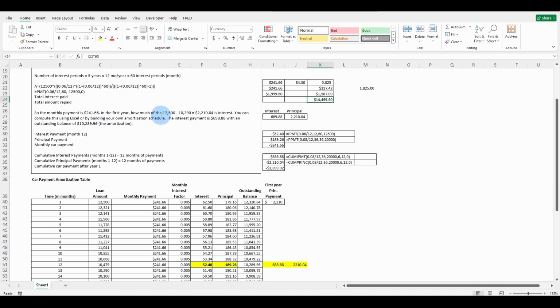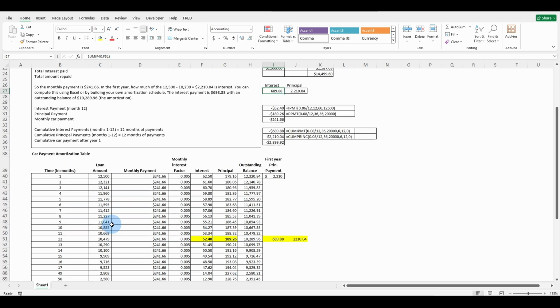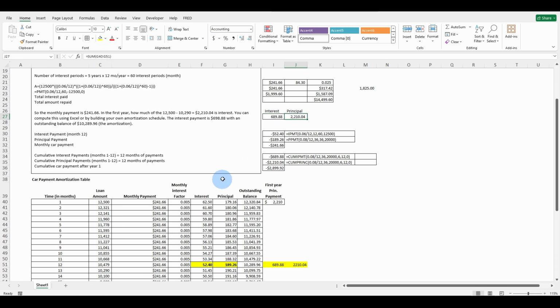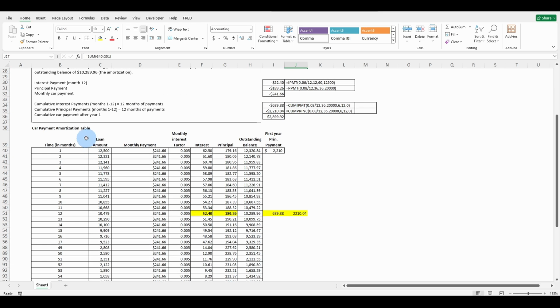In the first year, how much of the 12.5 minus 10.29, how much of this is interest? Well, I kind of did the logic in front of you. The interest is going to be here. We're going to take some F40. Again, I kind of jump ahead of myself here. What I did in terms of my doodling is I decided, well, why don't I put together an amortization table? What is an amortization table?